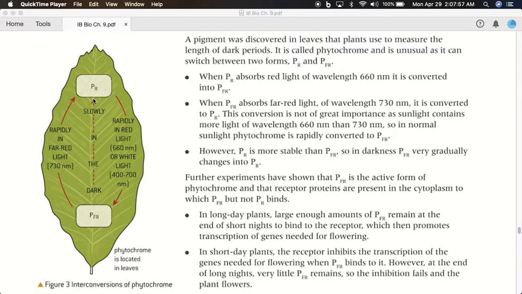In regular sunlight, we convert phytochrome R to phytochrome FR. Okay, so that's all we need to know so far. There's one more thing that we need to know, and that is that phytochrome FR is able to convert to phytochrome R, or PR, slowly in the dark.